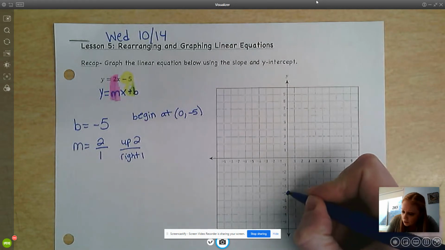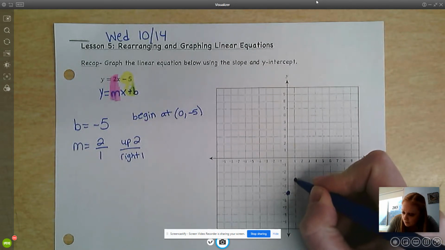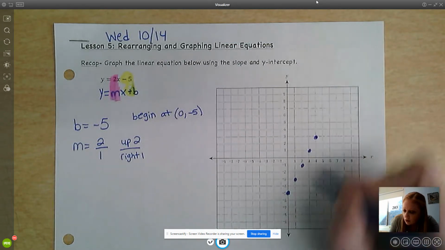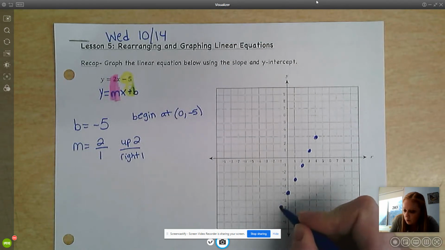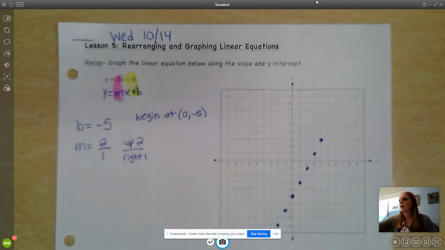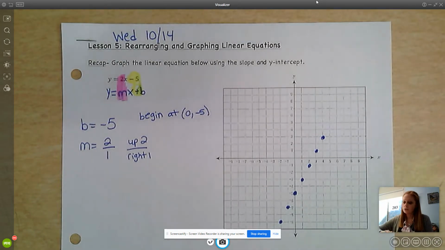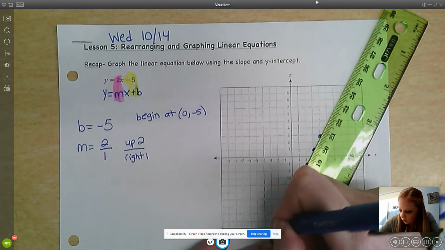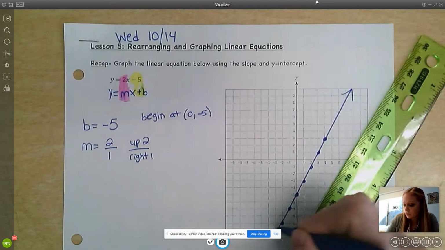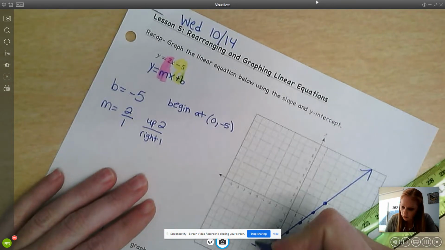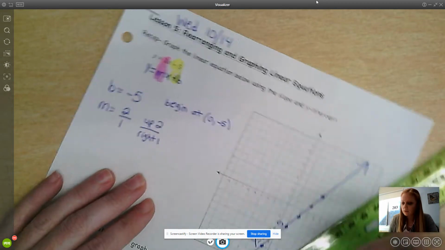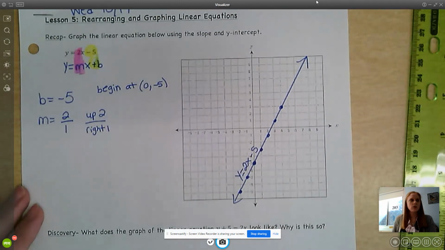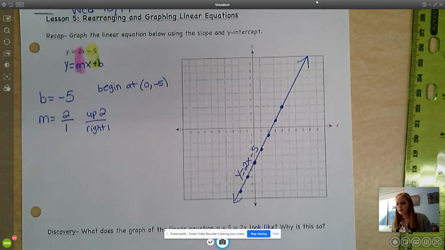That's our slope. So from 0, negative 5, I'm going to go up 2, right 1, up 2, right 1, and so on. You could go in reverse, down 2, left 1. Once you think you have enough, it should be at least maybe 5 points or so, then you can connect them. Go all the way through the graph, draw arrows on both ends, and label y equals 2x minus 5. Okay, and double checking, it's an upward line as I go from left to right, so positive slope, and indeed, it's positive slope, positive 2.